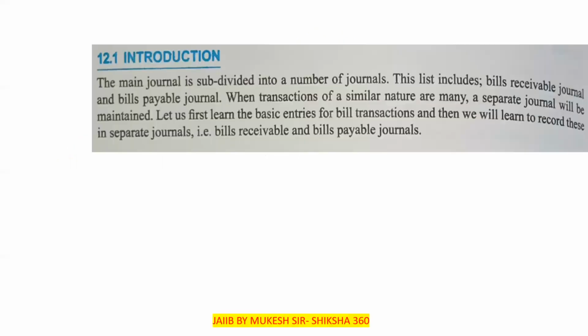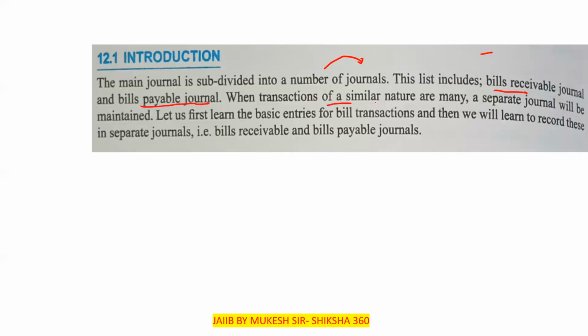Let's start our discussion. The main journal is divided into a number of journals. This list includes the bills receivable journal and the bills payable journal. So there are two journals, the bills receivable journal and the bills payable journal, and we have to discuss on the basis of that.